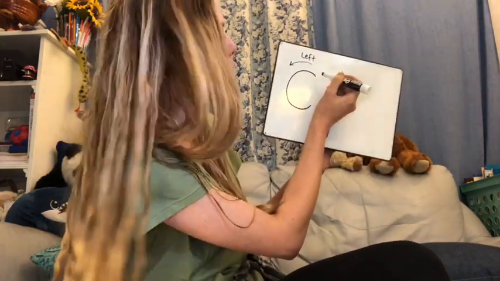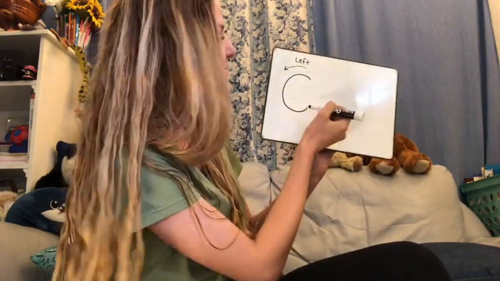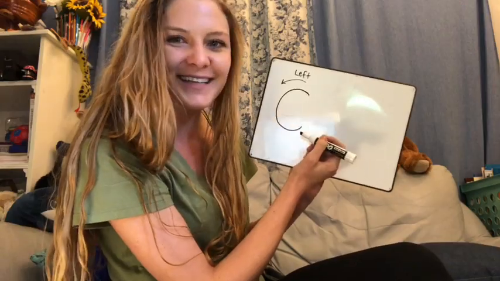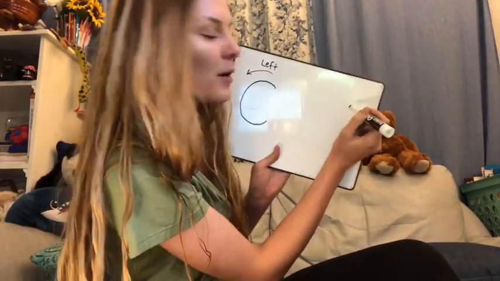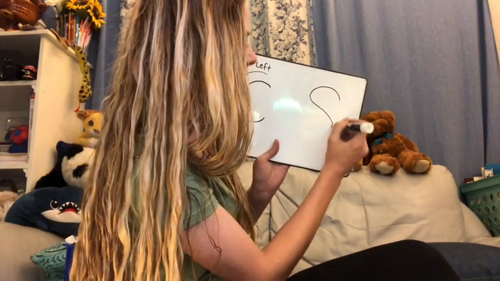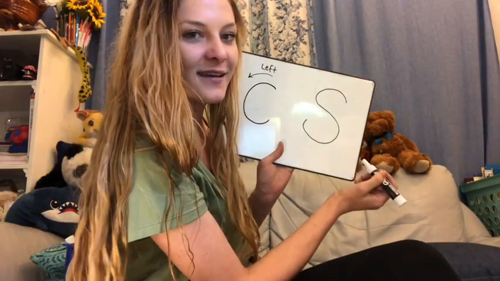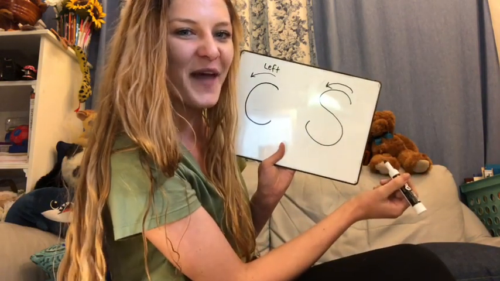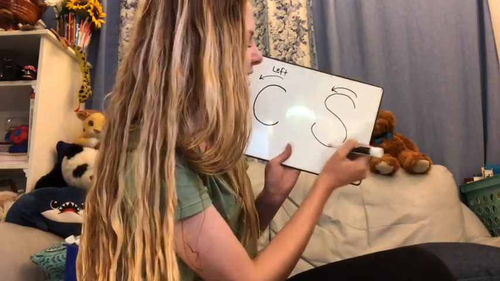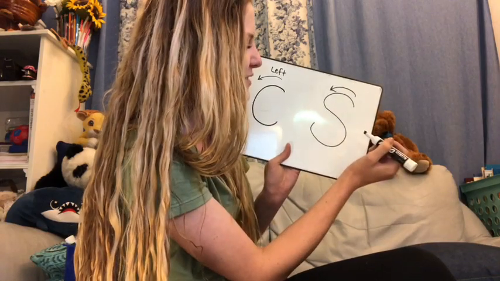From there, we go around like a C. And when we make the letter S around like a snake, look at the way that I go. Watch my marker. Around like an S. I go the same way. We're starting with that loop. Around like an S, we go left.